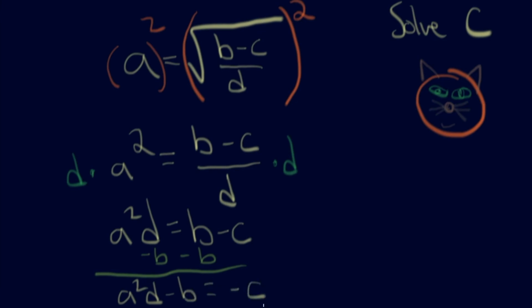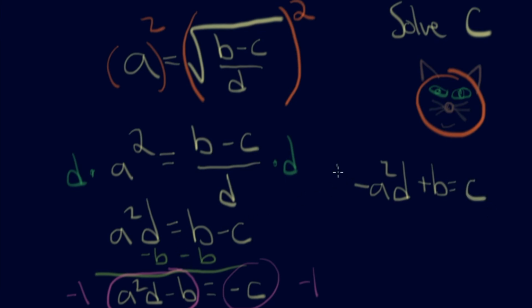Now, that is not equal to c. That is equal to negative c. So how do I make this become a positive c? I multiply this by negative 1. And that means I have to do it to the other side. Multiply this whole thing by negative 1. What's my final answer going to be? Negative a squared d plus b is equal to positive c. And there you go. The cat is happy.